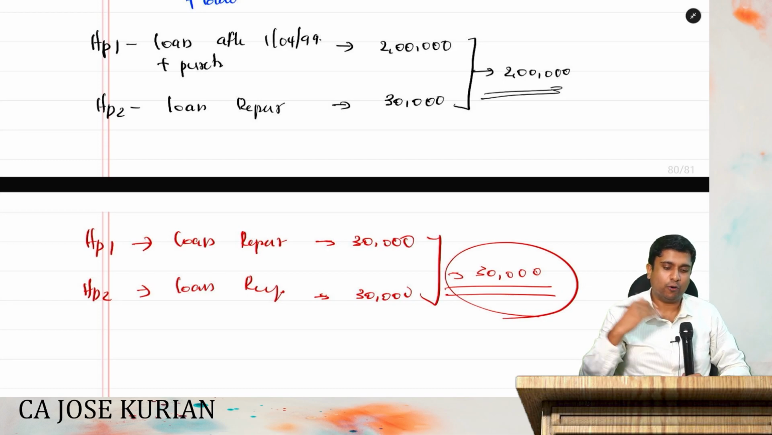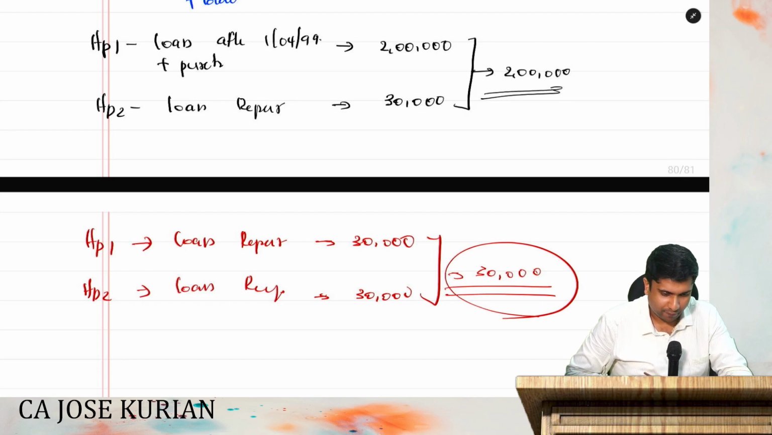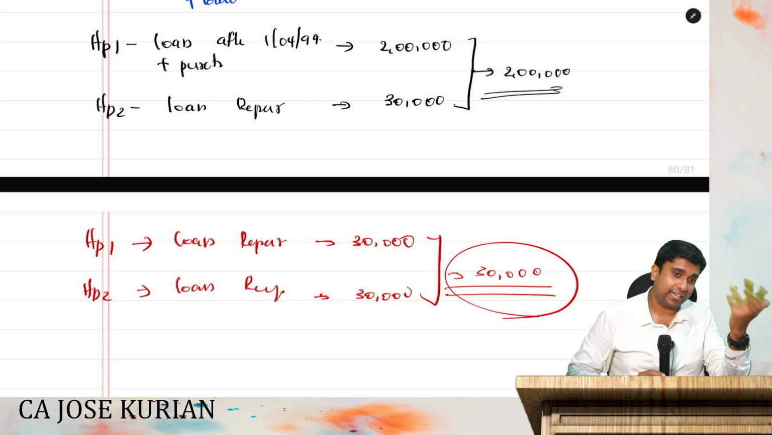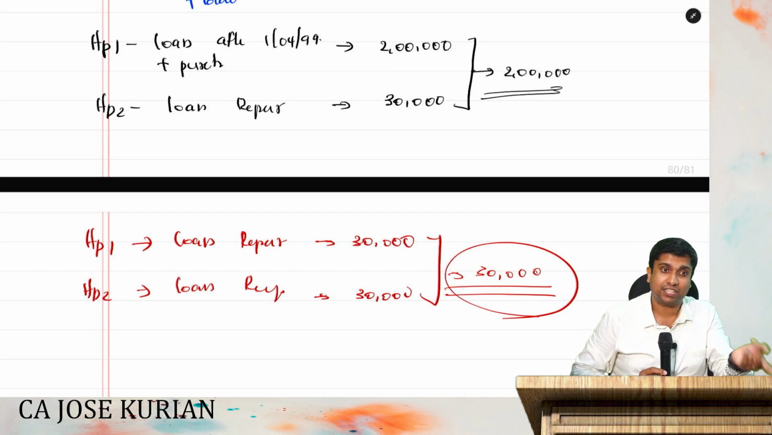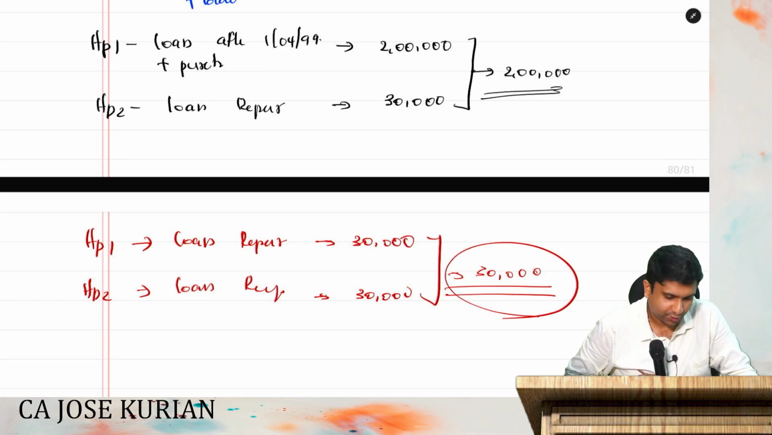Alright, so this is how you compute the ceiling limit for your self-occupied house properties. Now, I'm repeating it again. For self-occupied house property as well as let-out house property, you can claim interest as a deduction, whether it is actually paid or not. On payable status also, you can claim it as a deduction.